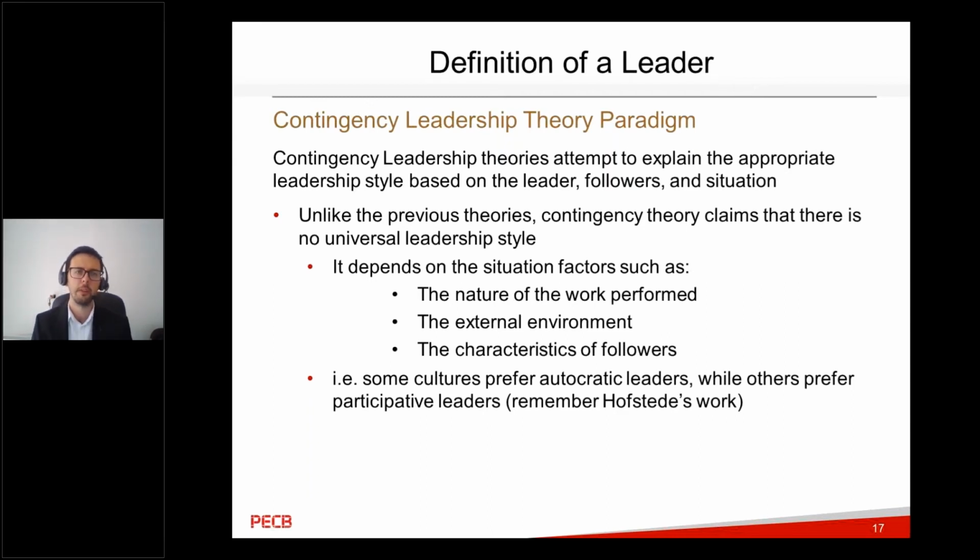So unlike the previous series, contingency theory claims that there is no universal leadership type, and we have to depend on factors such as the nature of the work performed, the external environment, and the characteristics of the followers that impact the way that we deal with certain activities. So one leader dealing with the same issue in two companies might be faced with very different issues and might tackle the problem completely differently, as opposed to what the previous inert theories suggested.